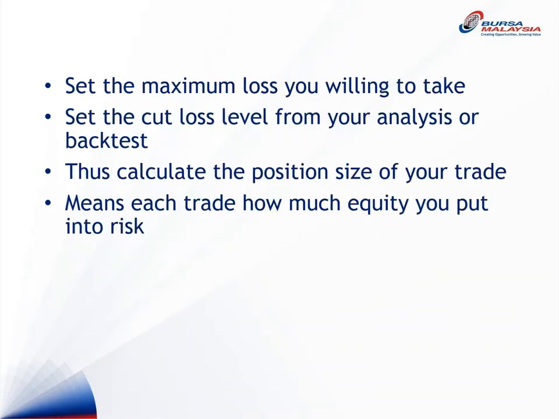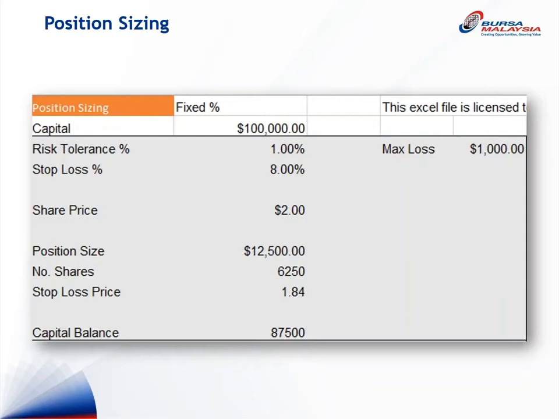So first, how to do it is you set your maximum loss that you're willing to take. You set a cut loss level from your analysis or your backtest, let's say 10% of the entry price. Let's say you buy a counter at 1 ringgit, then you cut loss at 90 cents. So you can define these kinds of rules in your trading. You calculate the position sizing using this method. It means for each trade, how much equity you can put at risk, that means how much money you're willing to lose.